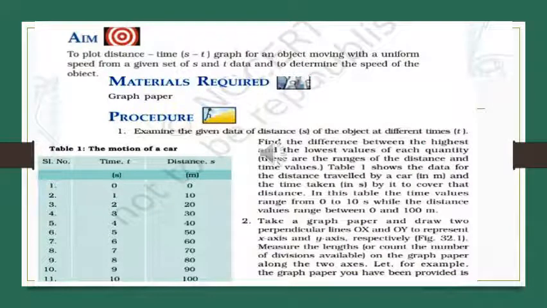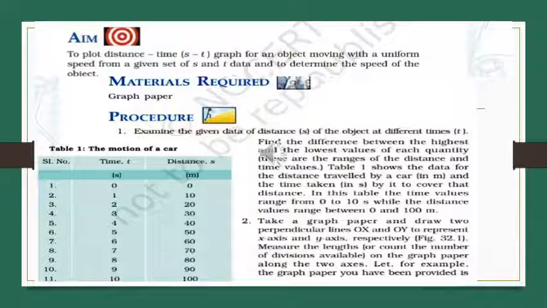So in today's activity you have to plot the distance time graph for any object moving with uniform speed from a given set of S and T data and to determine the speed of the object, because you are aware about the distance and time. Now material required is only the graph paper so that you can plot the data given in the motion of the car, table 1, on the graph.